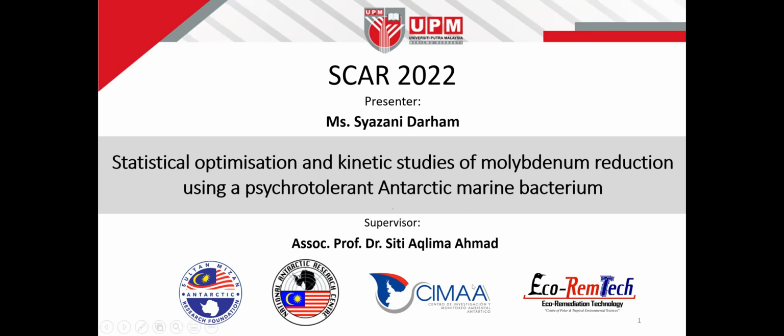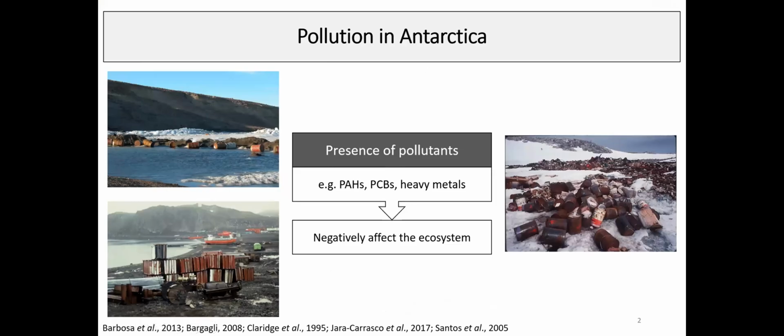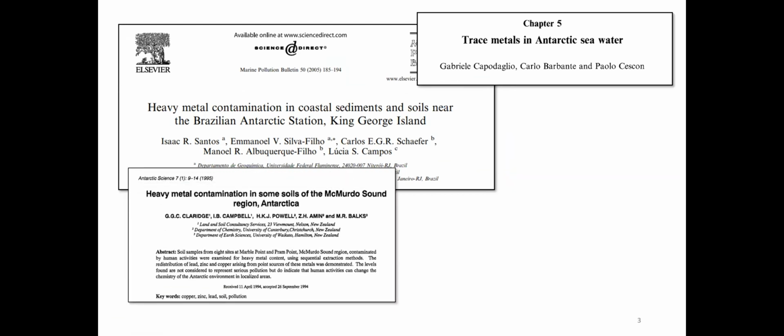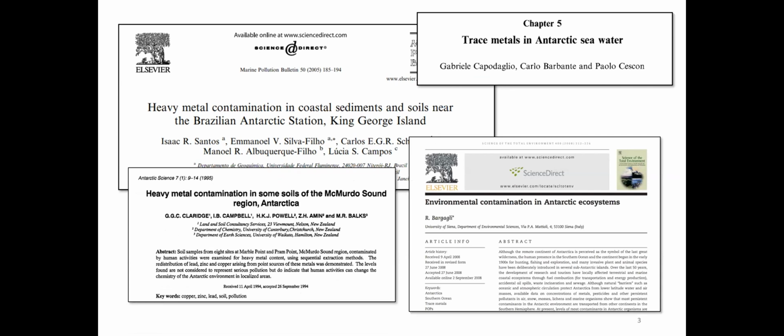cyclotolerant Antarctic marine bacterium. So jumping on to my introduction, there have been many pollutants reported in the past few decades in the Antarctic, especially heavy metals, and they have been shown to negatively affect the ecosystem. My project mainly focuses on heavy metal contamination, and these are some of the papers that have reported on the contamination of heavy metals in the Antarctic ecosystem. Heavy metals have been found in sediments, seawater, as well as the soil of Antarctica.